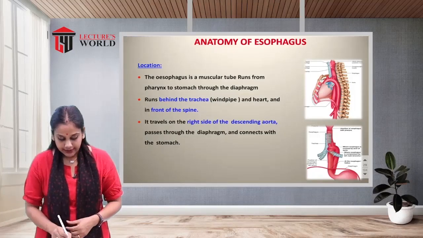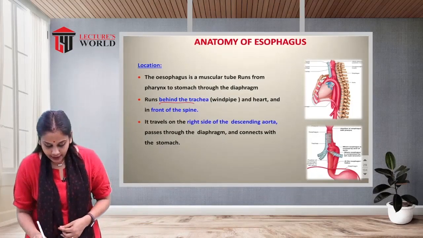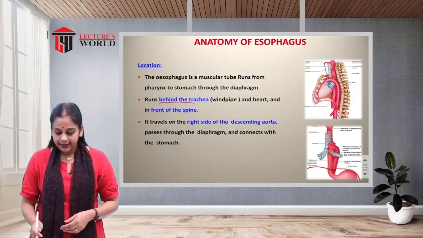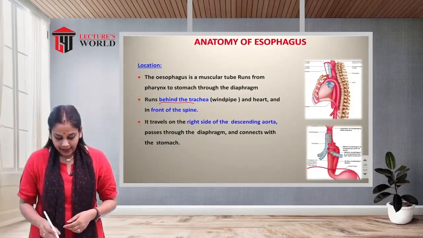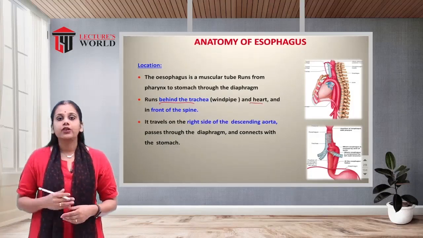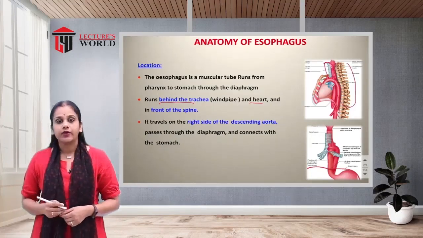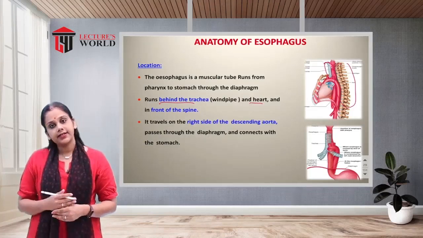It runs behind the trachea. You can see in the figure, this blue one is the trachea, and it is located behind the trachea and heart and in front of the spine. You can see this is the spinal cord. So it is located between the trachea and the spine.